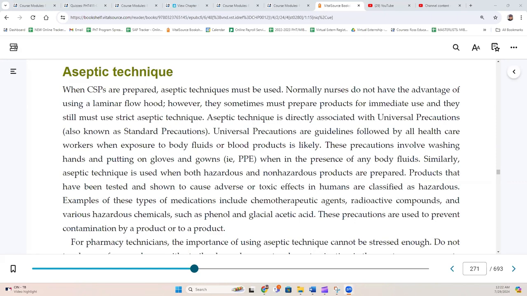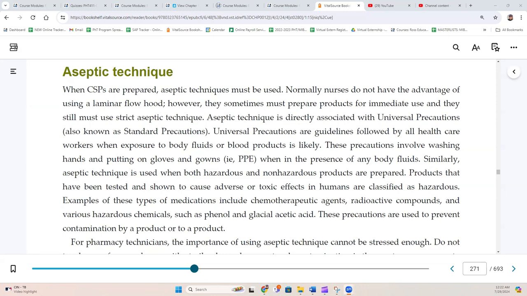Aseptic technique is directly associated with universal precautions. Universal precautions are guidelines followed by all healthcare workers when exposure to body fluids or blood products is likely. These precautions involve washing hands and putting on gloves and gowns when in the presence of any body fluids. Similarly, aseptic technique is used when both hazardous and nonhazardous products are prepared.